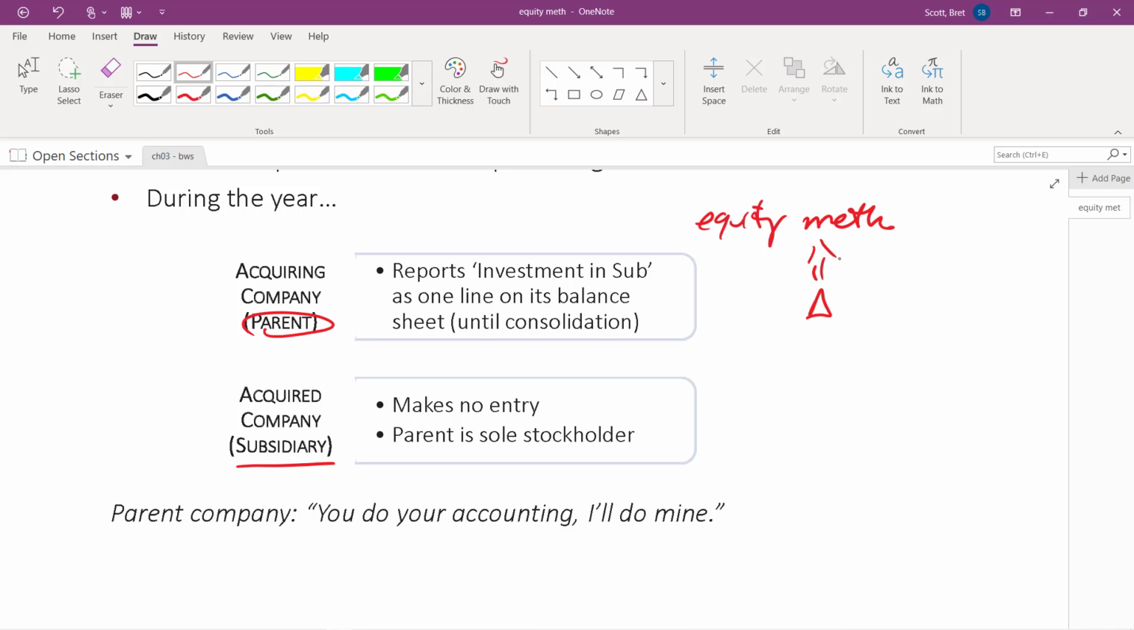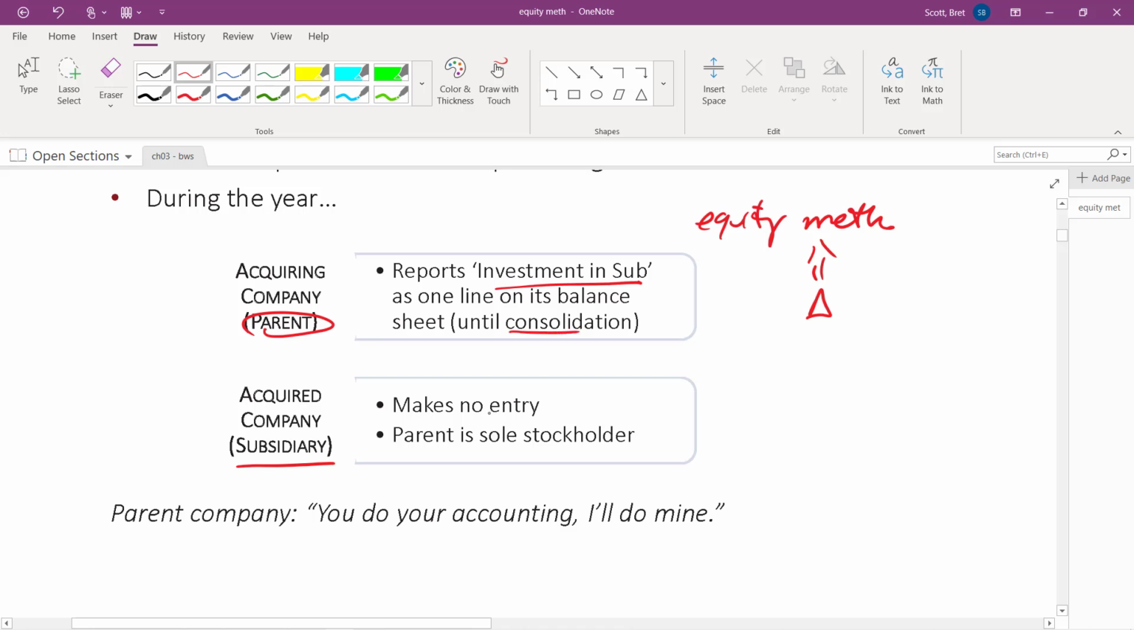But the idea here is the parent company reports an investment in subsidiary, and doesn't do a journal entry for each line item when it acquires it. It's basically investment in sub. It's one line item until consolidation, which we'll talk about next.